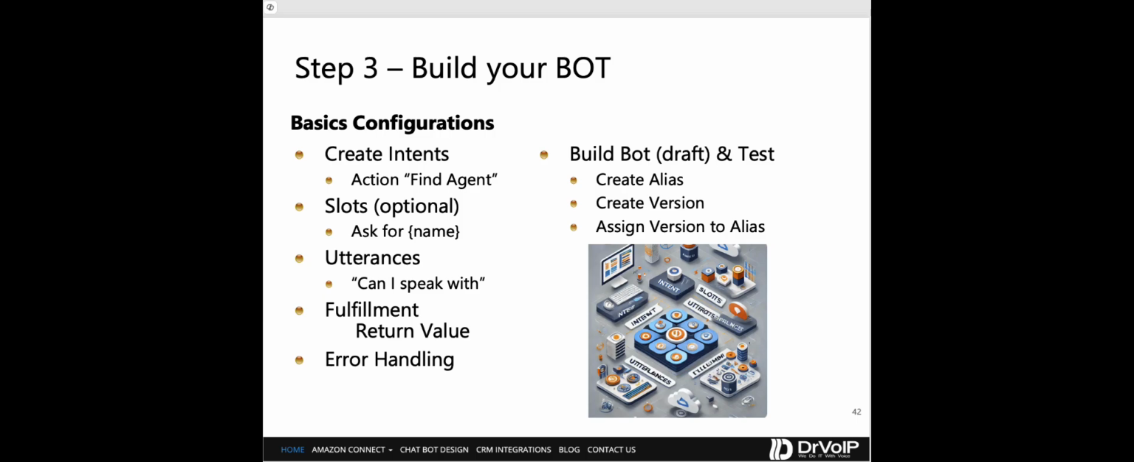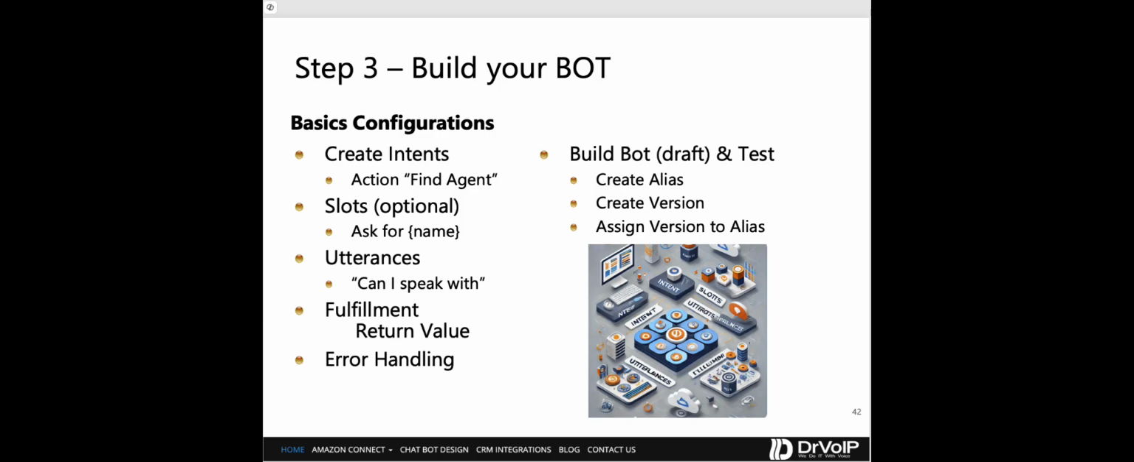Fulfillment is, now that I've collected all this information, what do I do with it? In our case, the fulfillment is going to be returning data to either the user or to the client. And in this case, the client is Amazon Connect. So we'll be returning, in this example, the name of the agent we want to speak with. We'll be returning that as a variable to the contact flow that will then go on and connect with that agent. You'll also have some built-in intents for error handling.